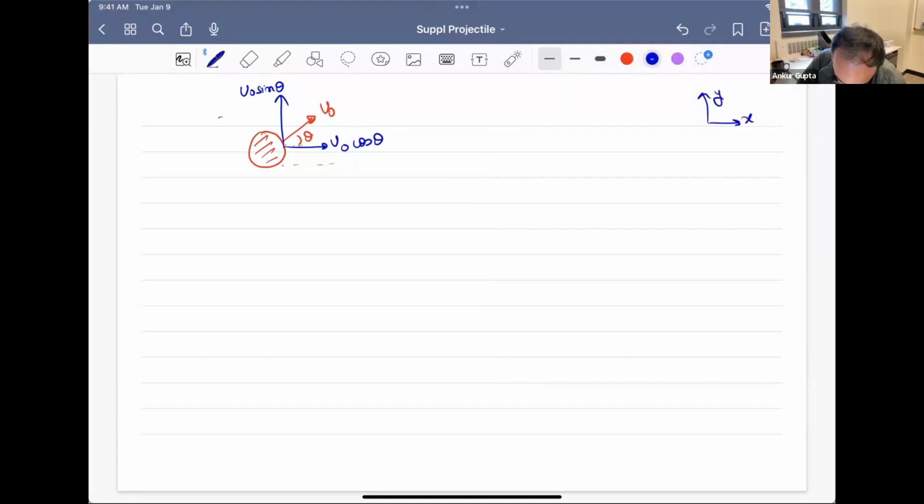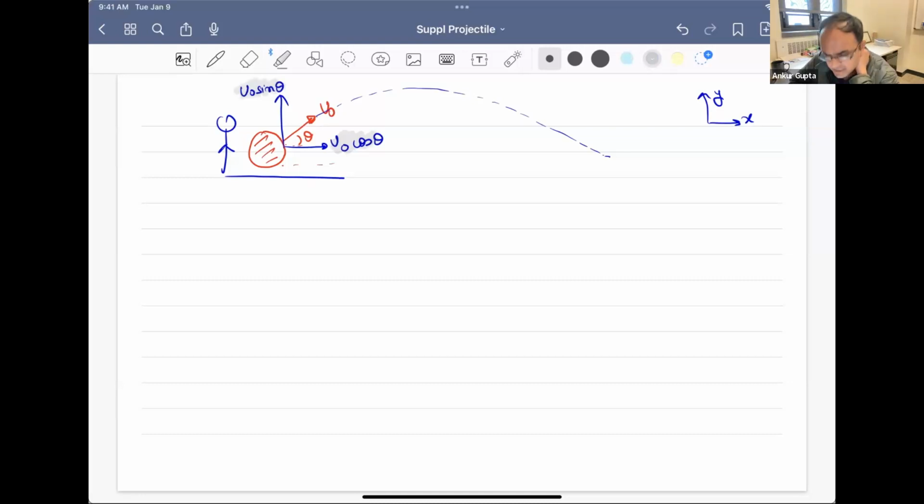Let's say you are holding this on the ground. It could be a football or a baseball that you are throwing at an angle. It'll take some sort of trajectory and then it'll hit the ground. This is known as projectile motion. Initially there is a velocity that you give, u naught, at some angle theta with the ground, so there is some u naught cos theta and u naught sine theta.